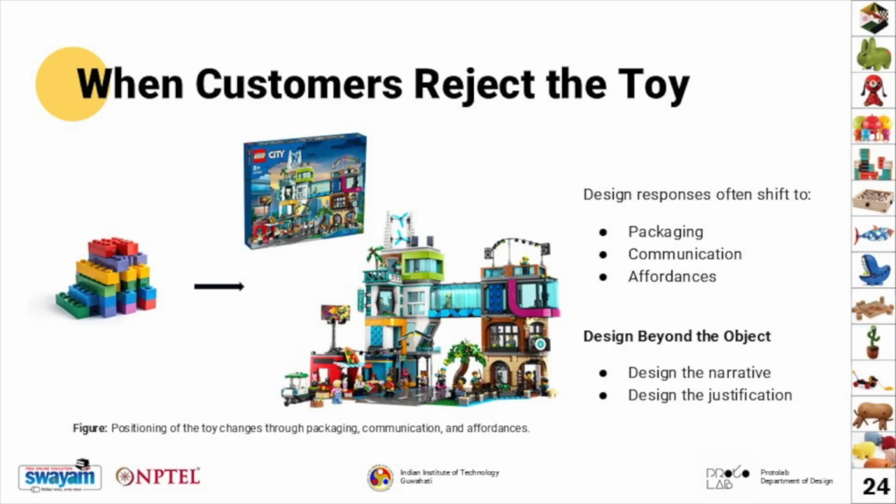So, what can we do if the customer rejects the toy? Instead of changing the object itself, we can change how the toy is framed, often through packaging and communication. We can add learning claims, age markers, and developmental language.